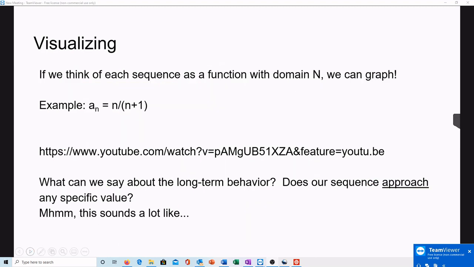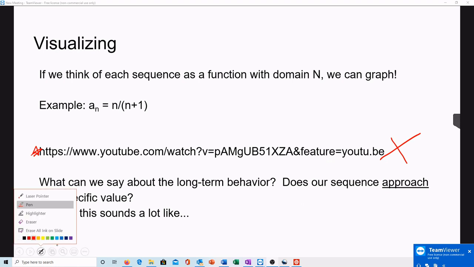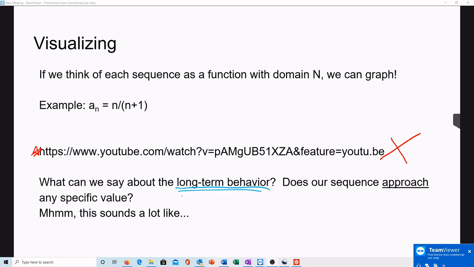All right, so visualizing these is beneficial. We're not going to really get into it as much. Again, this is just extra, so you do not need this. But if you're interested in playing around and digging a little deeper, this is a pretty interesting YouTube video. One way we can use a visualization is to answer this important question: what is the long-term behavior of our sequence?